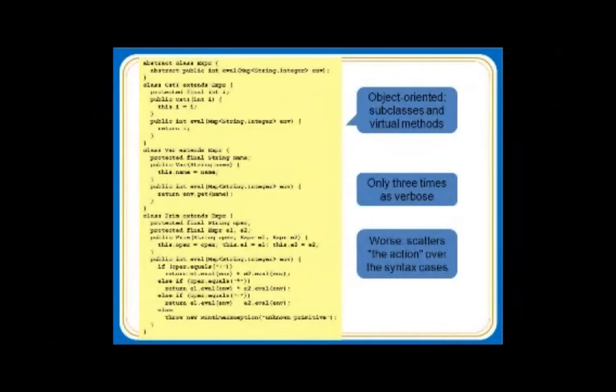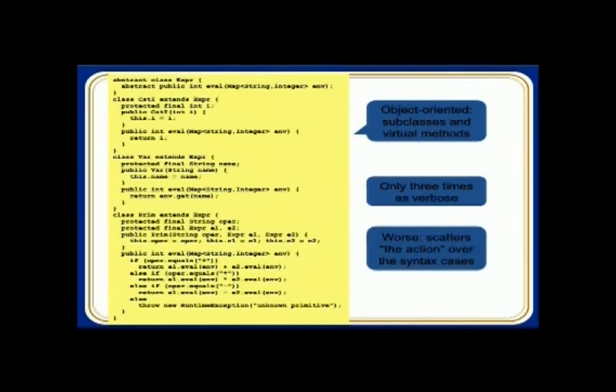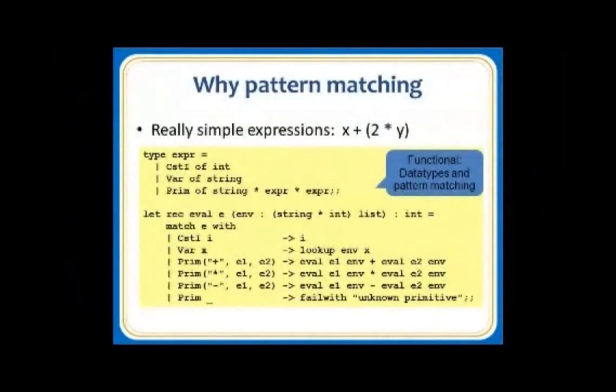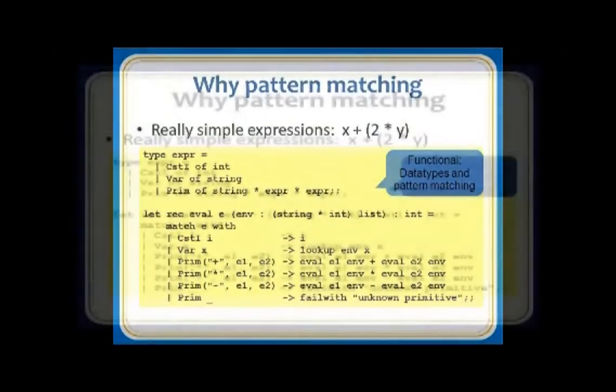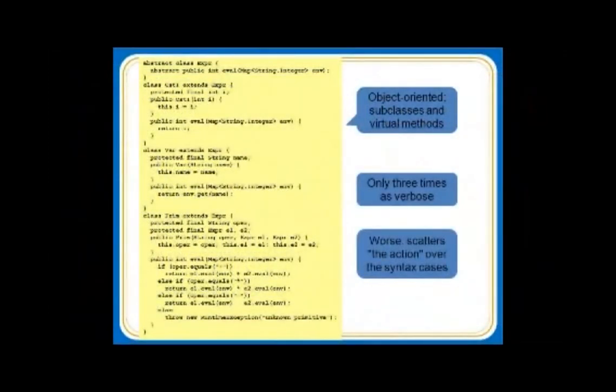If you do it the same in Java or C#, it would look like this, with an abstract superclass up there, and three subclasses, and eval methods here, and virtual dispatch. It's only three times as verbose, but that's not really the problem. Worst thing is that it scatters the action of the interpreter over all these classes. So whereas you could show this thing on a slide when explaining the interpretation of expressions, constants, well, just evaluate to themselves, variables are evaluated by lookup and so on, that quickly gets pretty horrible if you have many different syntax classes here.